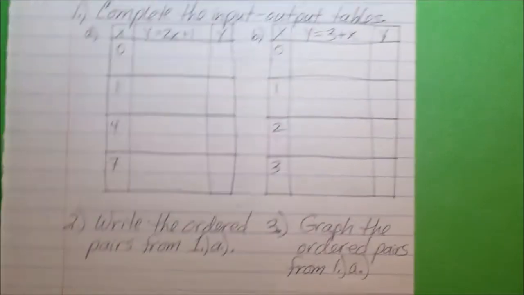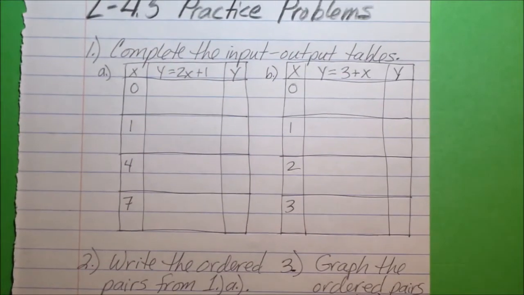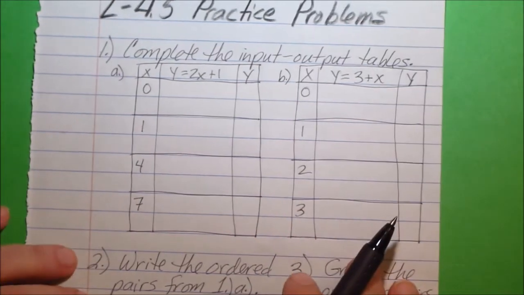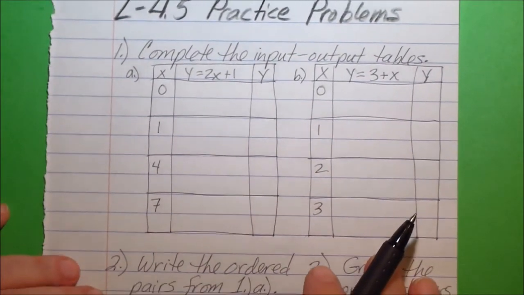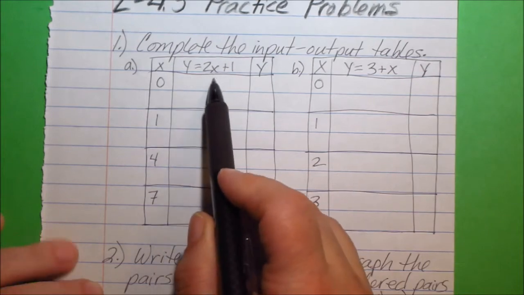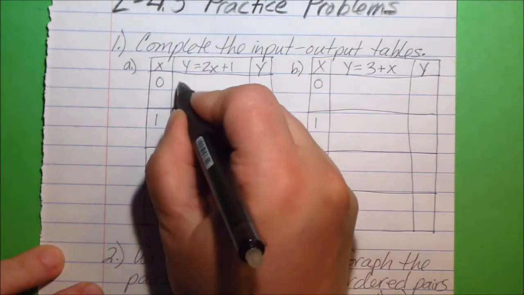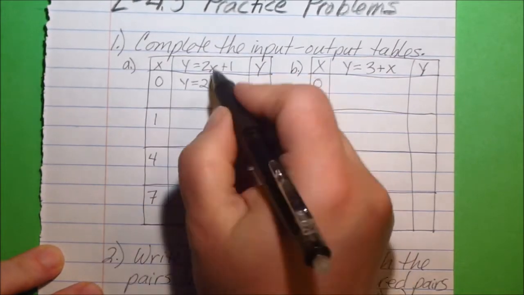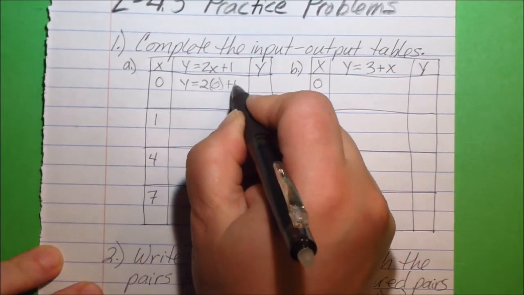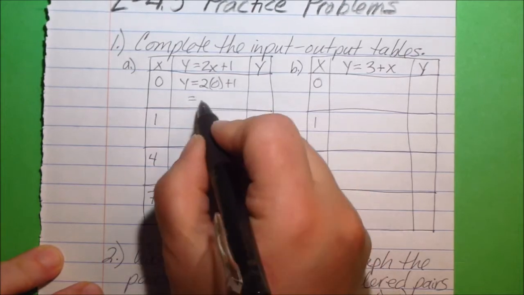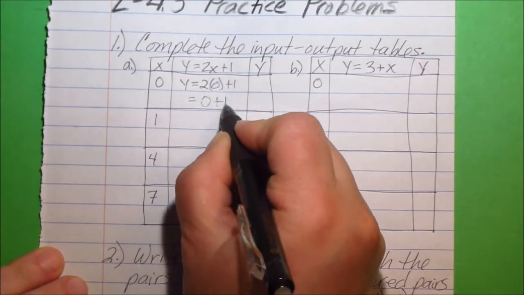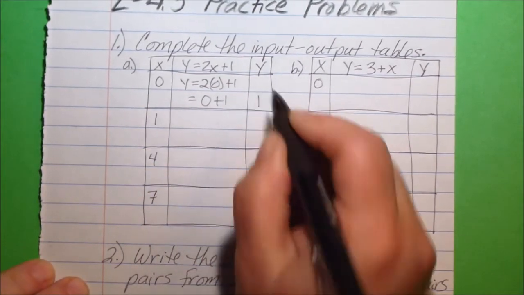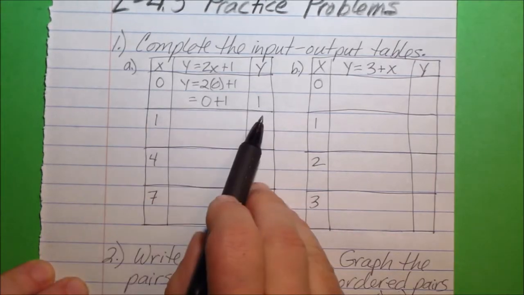Okay, let's see how we do these. All right, in the first table, it looks like our function rule is y equals 2x plus 1. So I'm going to be plugging in 0 for x in this case, plus 1. All right, and 2 times 0 is 0, plus 1. 0 plus 1 is 1. So there's my first ordered pair, 0, 1.